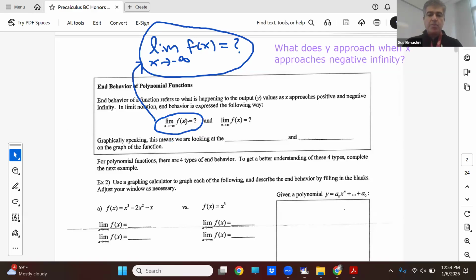So graphically speaking, this means we're looking at the left end and right end. Because think about it. If x is going towards negative infinity, isn't that the left side of the graph? If it's going towards positive infinity, isn't that the right side of the graph? Right? That's all we're doing.